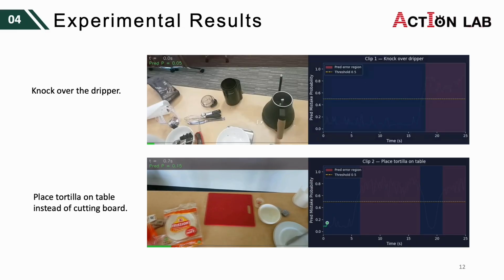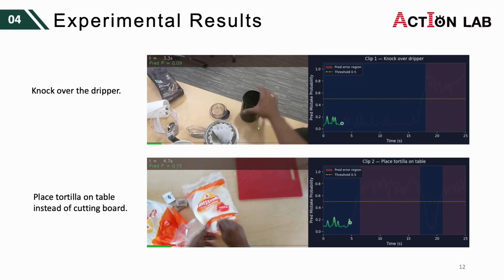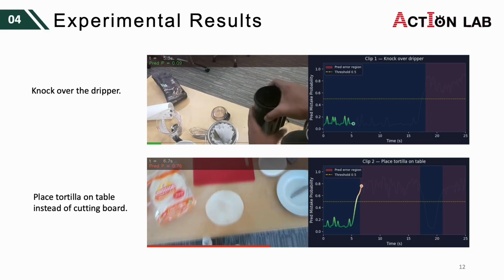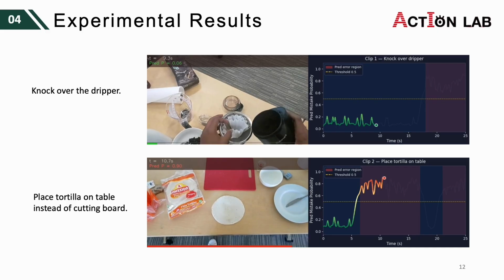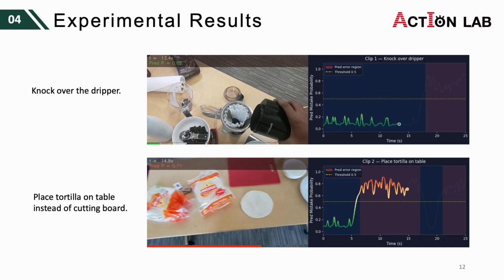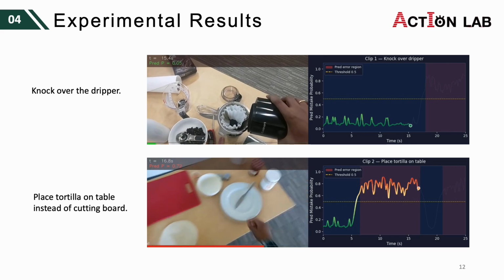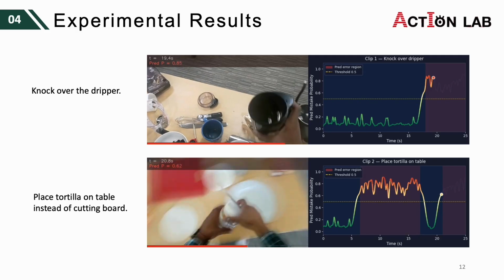This slide shows example predictions on real videos. In both cases, the model correctly assigns high mistake probability to the error segments, including knocking over the dripper and placing the tortilla on the table instead of the cutting board. These examples illustrate that the model can localize meaningful mistakes in time.